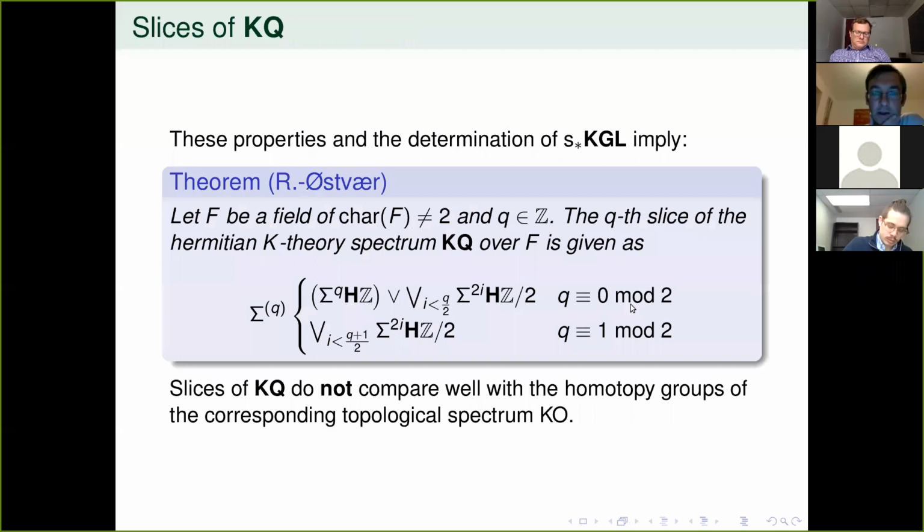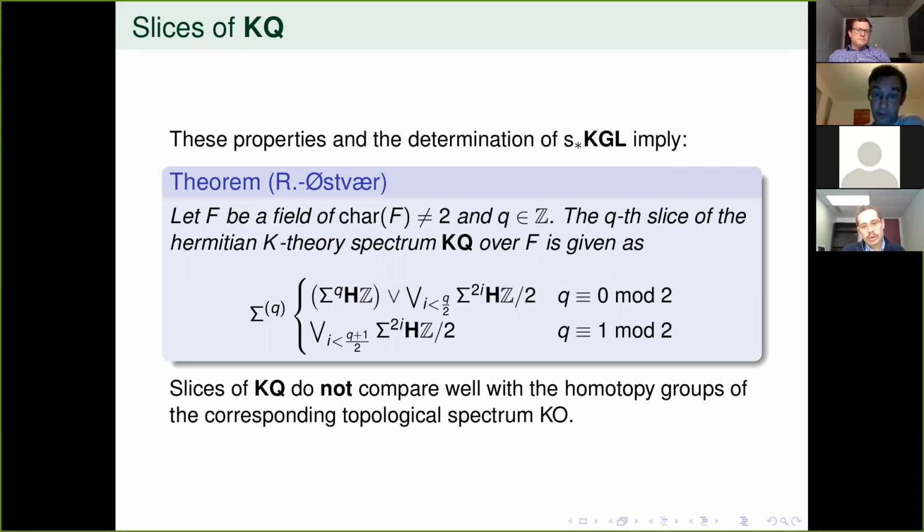And basically, this information allows you to determine the slices, starting from the slices of algebraic K-theory. So this is a theorem I proved with Pollard and Östwer. The slices of Hermitian K-theory over a field are given by infinite direct sums of Eilenberg-MacLane spectra. For the even slices, we have some integral contribution. Otherwise, it's only mod 2 contribution.